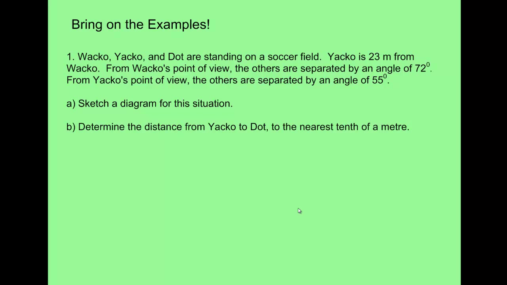Example number 1. Wacko, Yakko, and Dot are standing on a soccer field. Yakko is 23 meters from Wacko. From Wacko's point of view, the others are separated by an angle of 72 degrees. From Yakko's point of view, the others are separated by an angle of 55 degrees. This is a tongue twister already. So, two things we want to do. First of all, we want to sketch a diagram to represent the situation. And then we want to determine the distance from Yakko to Dot to the nearest tenth of a meter.